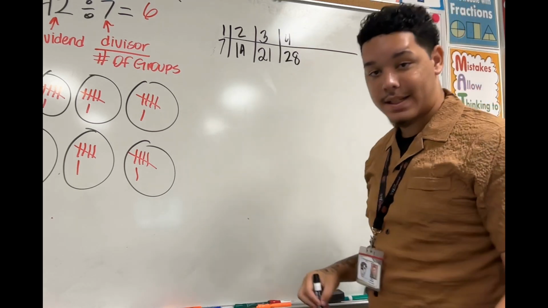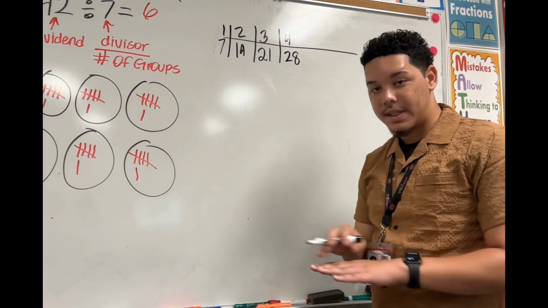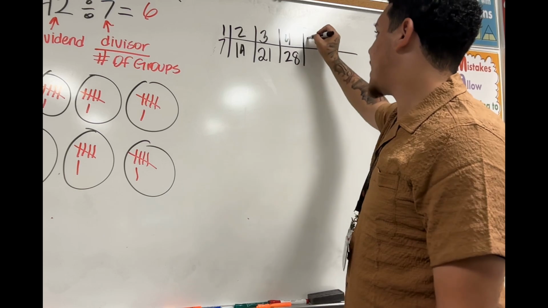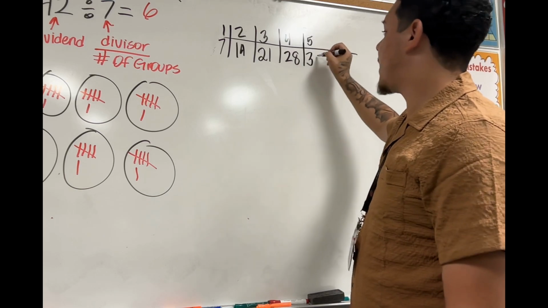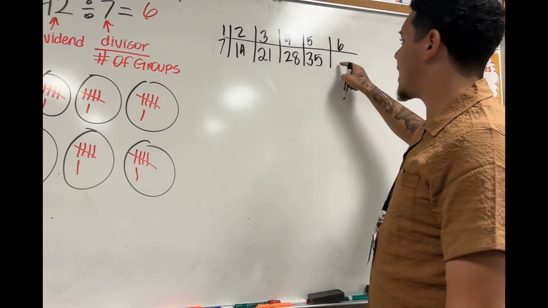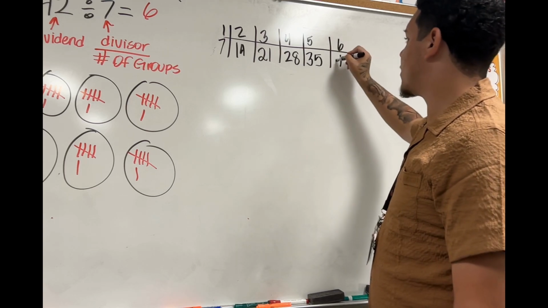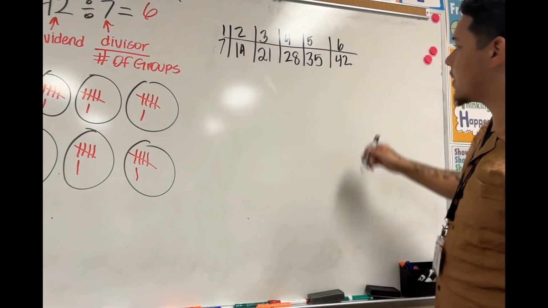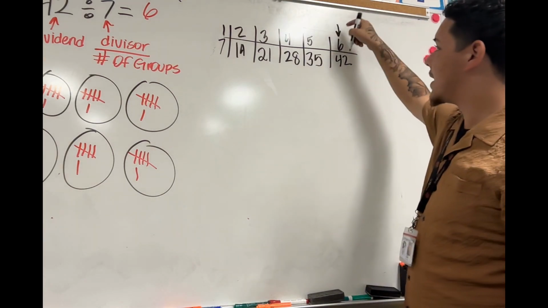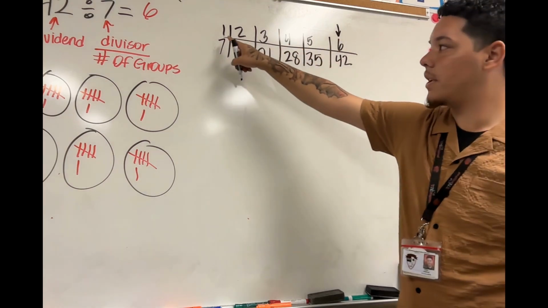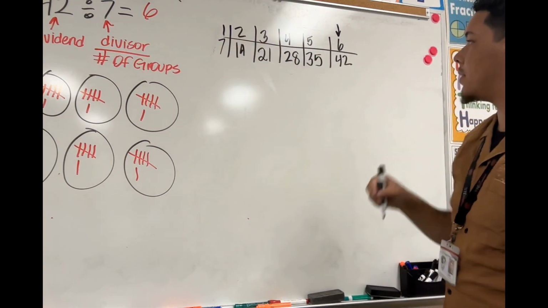Remember, what number are we trying to stop at? What number do we get to and we stop? 42. What is 5 times 7? 35. And then lastly, what is 6 times 7? 42. All right, so let's say you're not keen on your multiplication facts. Now we can look at this and say 6 gets us to 42. So 6 groups, and remember this would be your number of groups, would get you to 42.